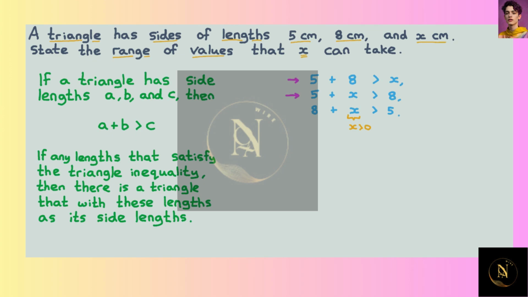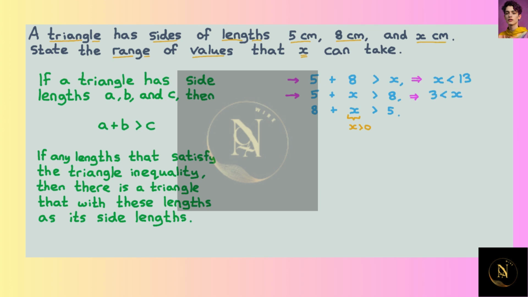This means that if we choose a value of x that satisfies all three of these inequalities, then that is the range of values that x can take. Of course, we have already shown that the third inequality is satisfied provided x is positive. Let's simplify each of the first two inequalities. In the first inequality, we have 5 plus 8 is 13. We can rewrite this inequality as x is less than 13.